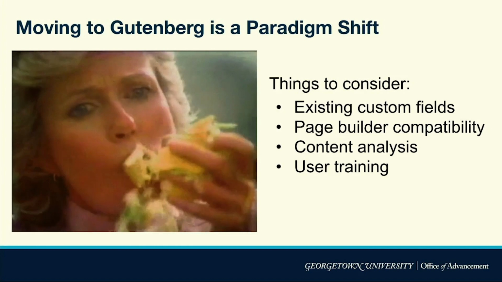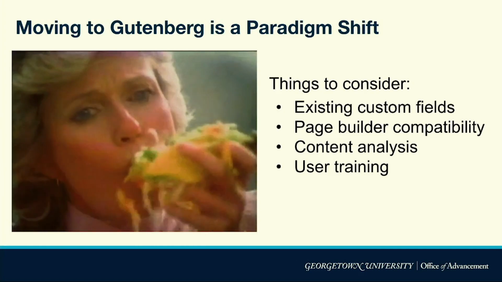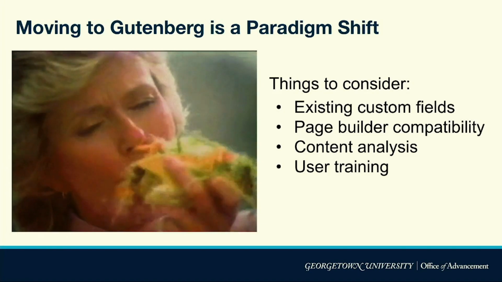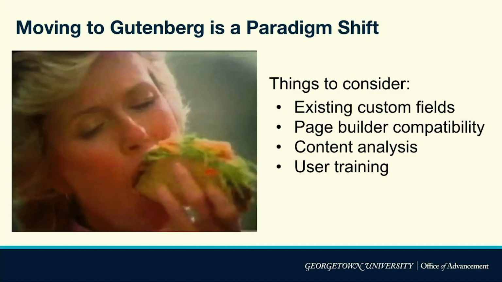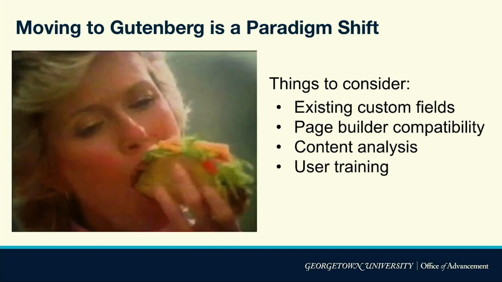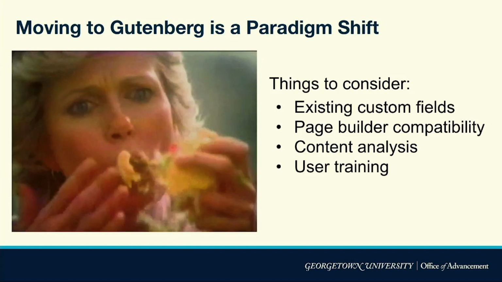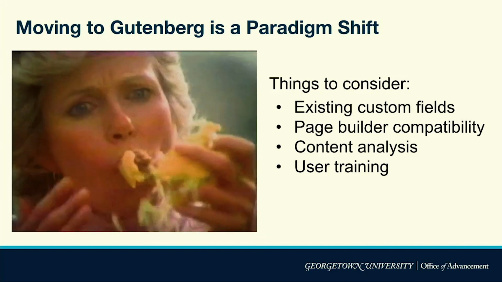break all your content. So what you're going to want to do is think about the existing custom fields that you're using, how is that going to roll into Gutenberg, what are the custom post types that you're running, and are those going to utilize Gutenberg or classic editor or custom fields. Are you running a page builder? Because likely that's going to break. And you're going to want to do a content analysis.